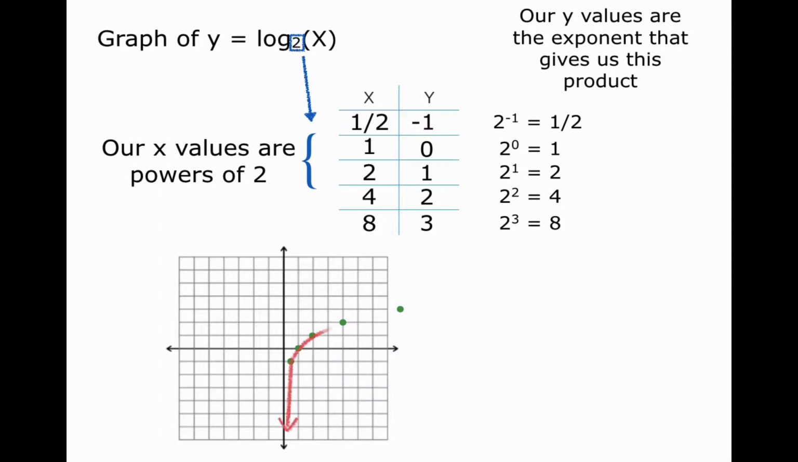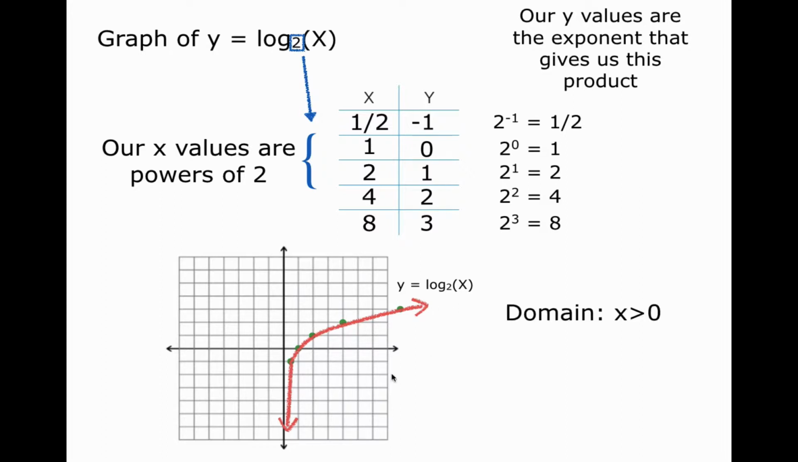And as we discussed with graphs of exponential equations, we have an asymptote where we cannot cross. In this case, our asymptote is the y-axis, right? Notice that if we went to negative 2 here, it would be 1/4, negative 3, 1/8, negative 4, 1/16. It's getting closer and closer and closer to 0, but it's never going to cross it, okay? So this is our graph of y equals log 2 of x.